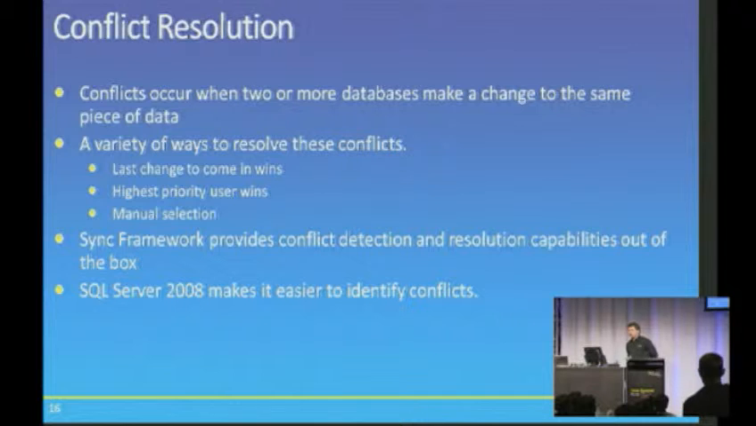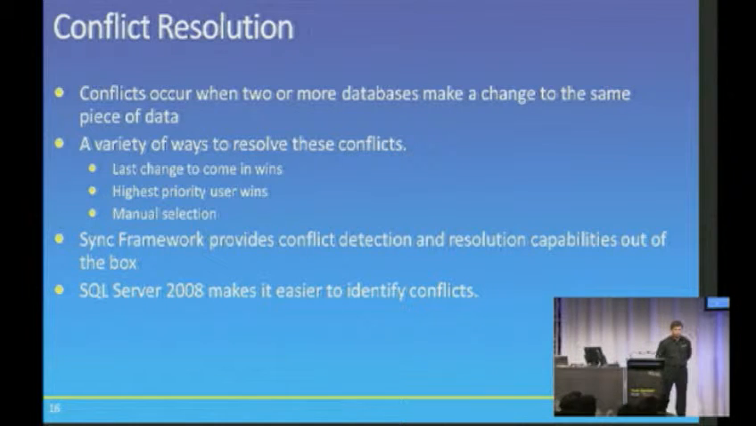Conflict resolution occurs when two databases make changes to the same data at the same time. And as I said, there's various ways to resolve it. Last change to come in wins. Highest priority user wins. You can do a manual update, or you can pop up a dialog and ask which one you want to go ahead with. That kind of thing. If you think about, for example, Microsoft folder replication, it tells you sometimes things are in conflict because you've changed them in two places at the same time.